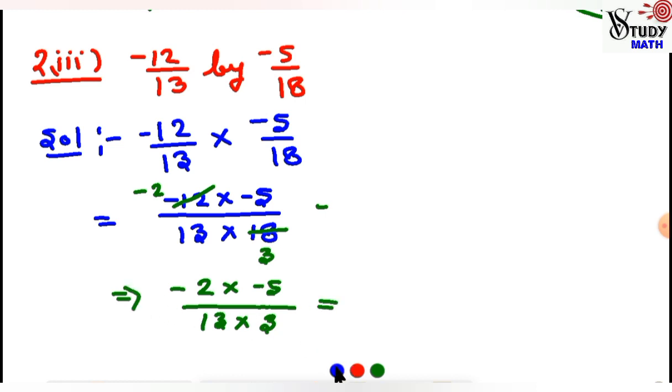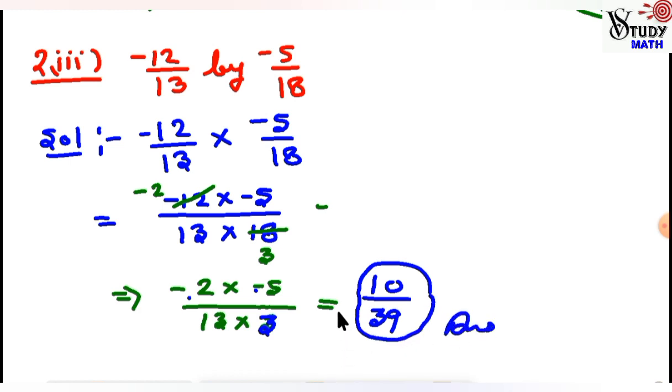So now what we have, my dear students, when a negative number multiplies a negative number, the answer will be positive. An even number of negative multiplications makes the product positive. So we have positive 10 upon 39. This is 3, 39. So this is the answer of this problem. Now move to the next problem.